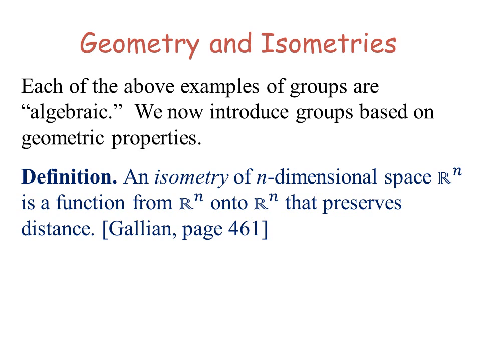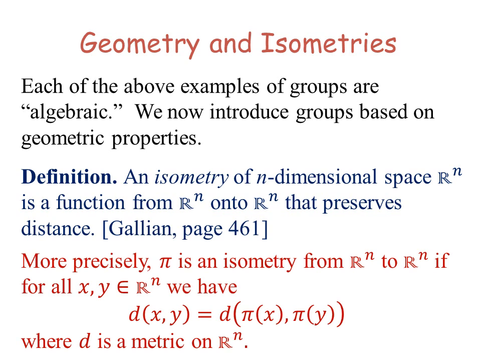An isometry of n-dimensional space, Rn, is a function from Rn onto Rn that preserves distance. More precisely, the mapping π is an isometry from Rn to Rn if, for all x, y in Rn, we have that the distance from x to y is the same as the distance from π of x to π of y. We see this expressed here using a metric d on Rn.